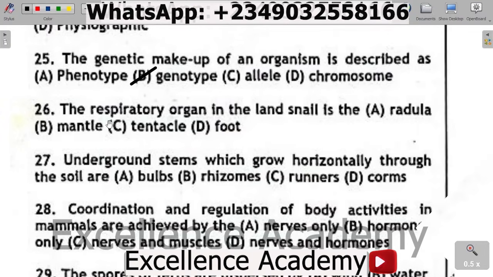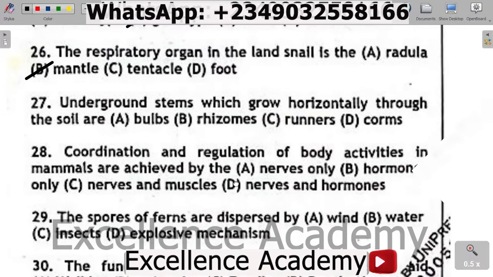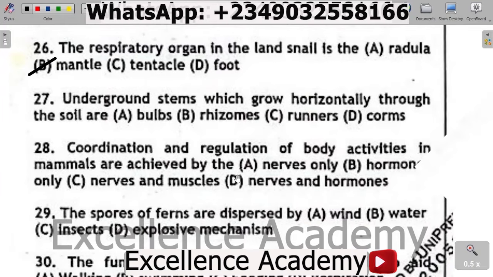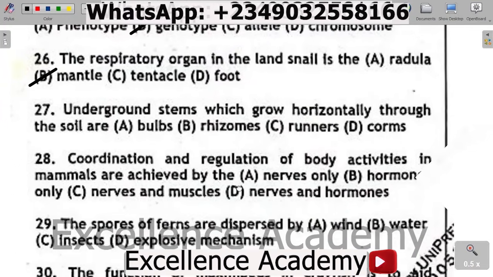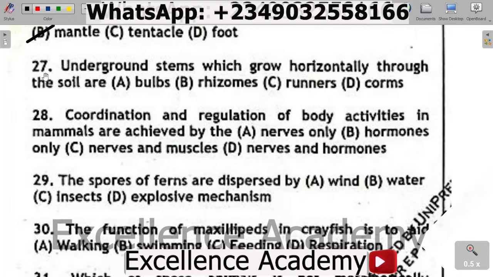Genotype. Question 26. The respiratory organ in the land snail is the A. Radula. B. Mantle. C. Tentacle. D. Foot. The correct option is B. Mantle, which has the pneumatopore that aids the breathing in and out in snails. Question 27. Underground stems which grow horizontally through the soil are A. Bulbs. B. Rhizomes. C. Runners. D. Cones. The correct option is B.